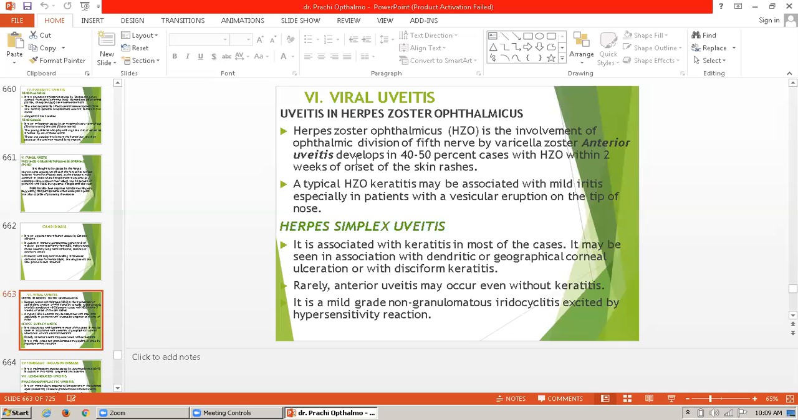Then viral uveitis. Uveitis in herpes zoster ophthalmicus. Herpes zoster ophthalmicus, that is HZO, is the involvement of the ophthalmic division of the fifth nerve by the varicella zoster virus. Anterior uveitis develops in 40 to 50% of cases with herpes zoster ophthalmicus within 2 weeks of the onset of the skin rash.